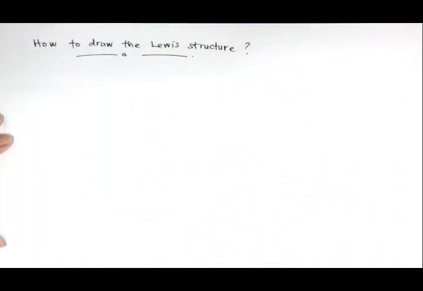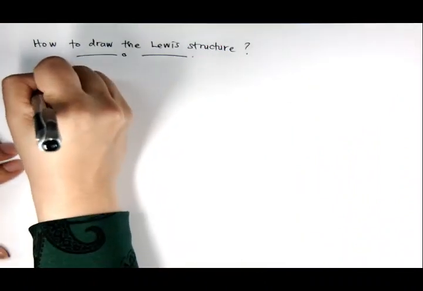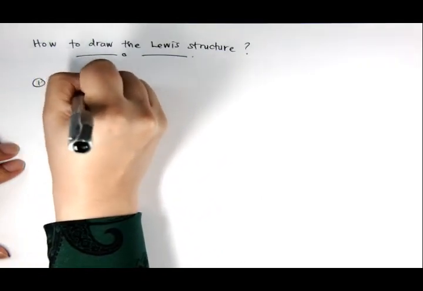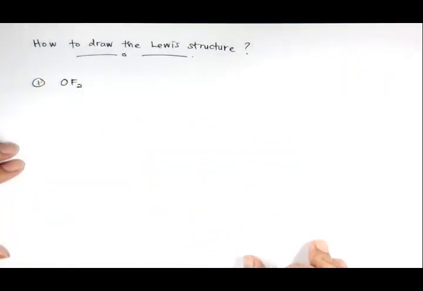to draw the Lewis structure. Let's consider the first example, which is the OF2 molecule. The OF2 molecule consists of two types of atoms, which are the oxygen atom and the fluorine atom.